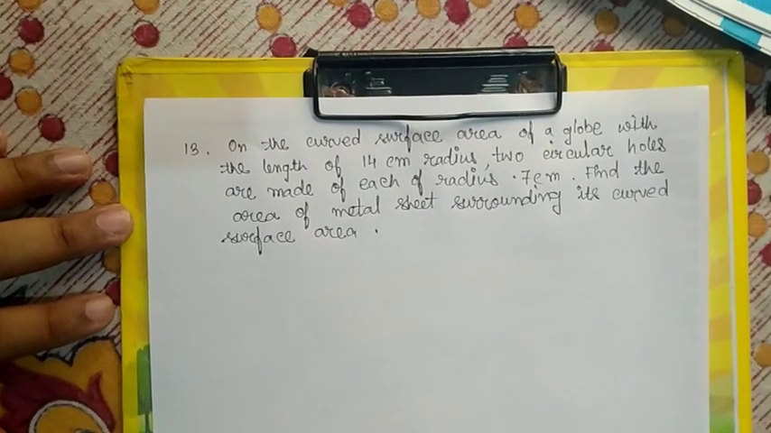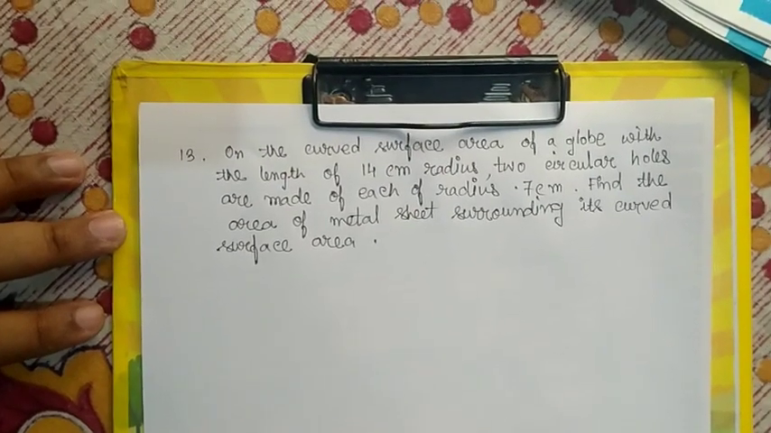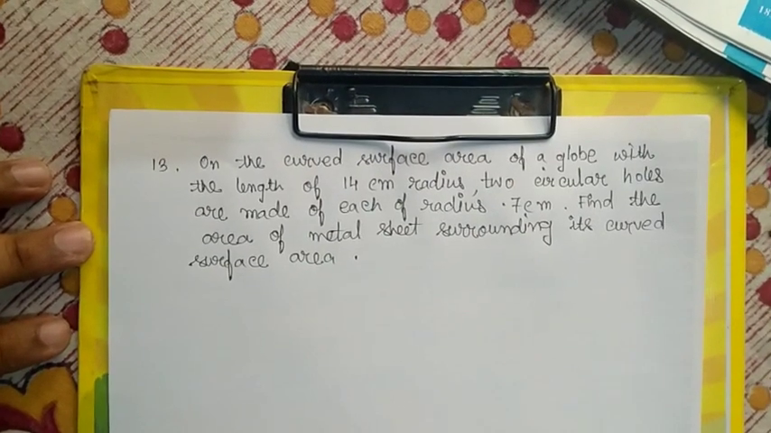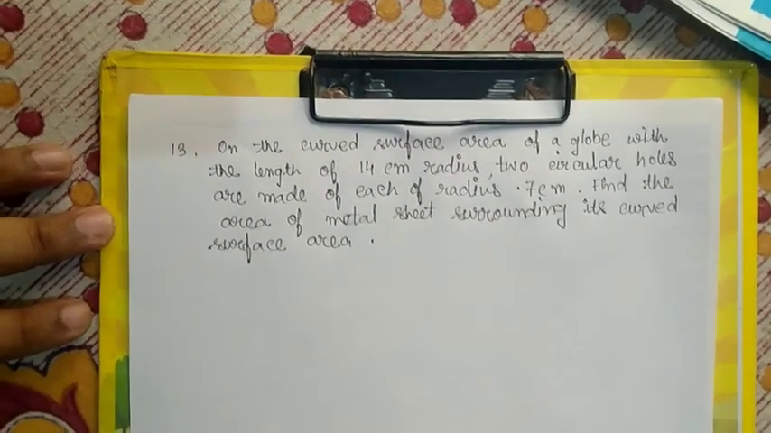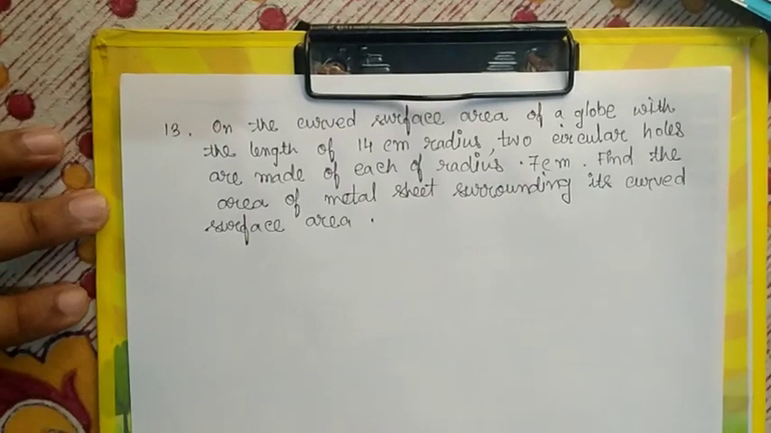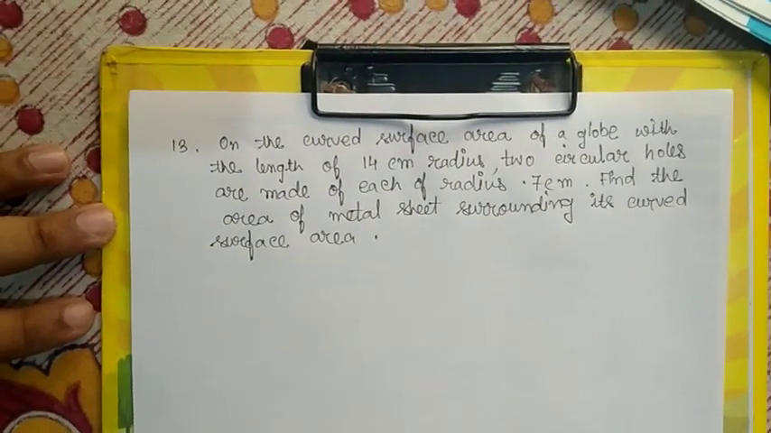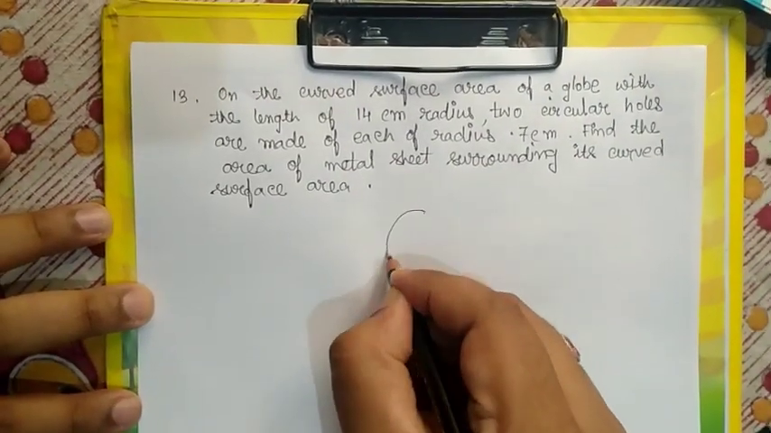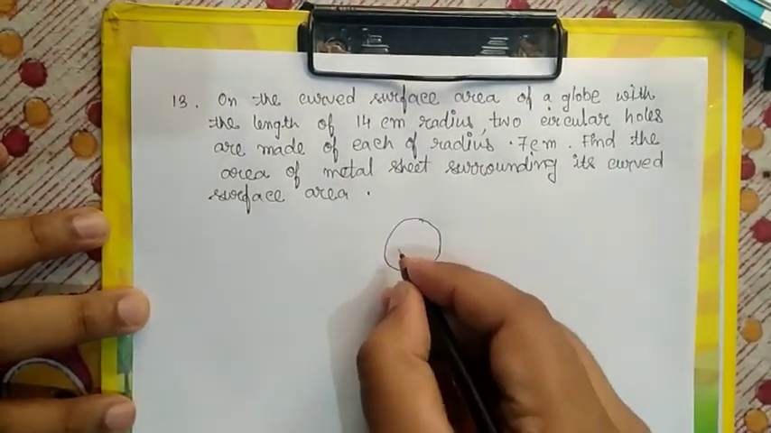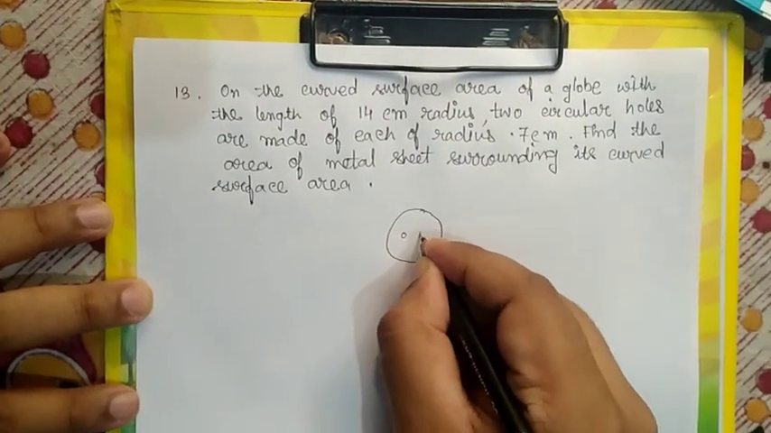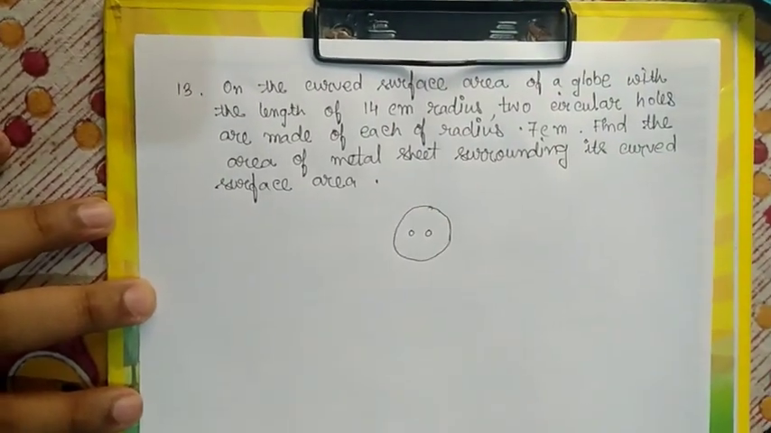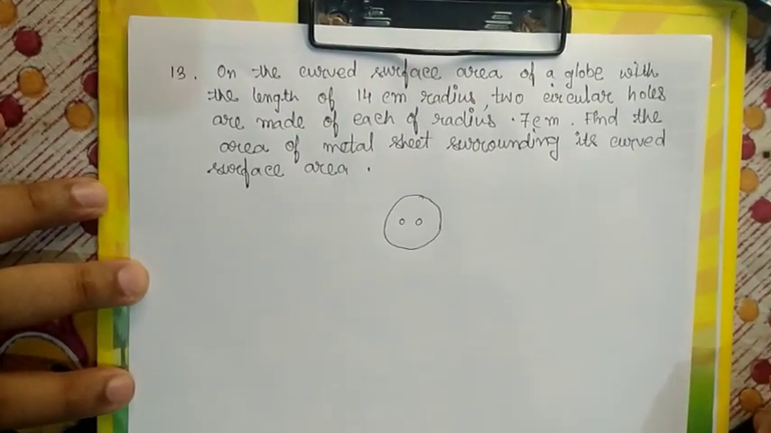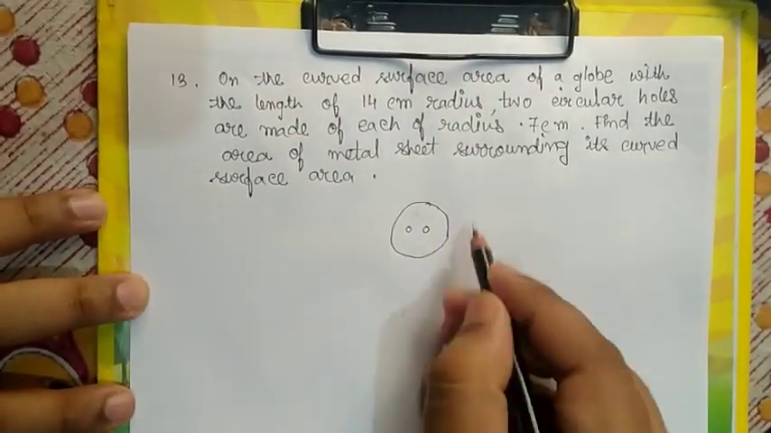This is sum number 13. On the curved surface area of the axis of a globe with a length of 14 centimeter radius, two circular holes are made, each of which has the length of radius 0.7 centimeter. Let us calculate the area of the metal sheet surrounding its curved surface area. The sum is, here is a globe. There are two small holes in this globe. We have to find the total surface or the curved surface area of this globe.